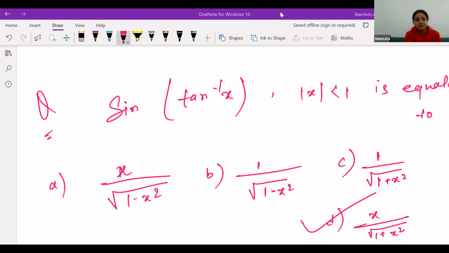Okay, so let me check whether any other important question is there from this section or not. No, we are done with the concept of inverse trigonometric function. Now we will be starting the next chapter, that is matrices. Yeah, we will be starting the concept of matrices.